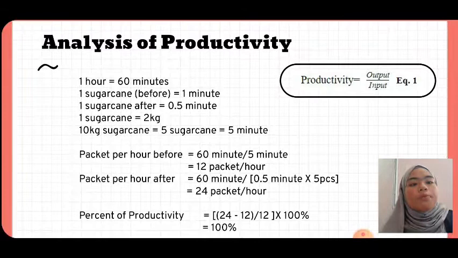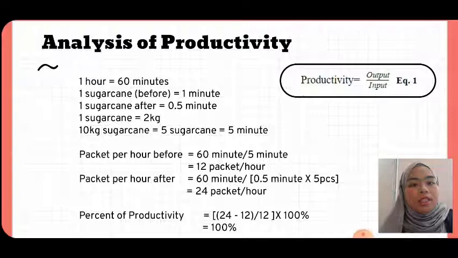Analysis of productivity. We assume that 1 hour is equal to 60 minutes. 1 sugarcane before takes 1 minute, and after takes 0.5 minute. 1 sugarcane mass is 2 kg, so for 10 kg we need 5 sugarcanes, which takes 5 minutes before. We use the formula of productivity equals output per input. Packets per hour before is 12 packets. Packets per hour after is 20 packets per hour. So the percent of productivity increase is 100%.